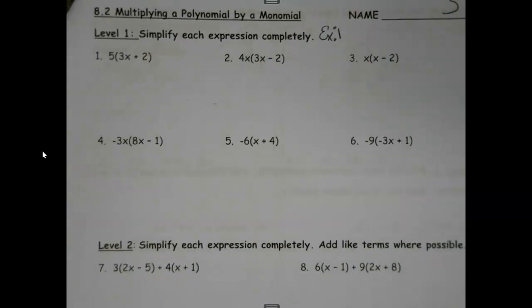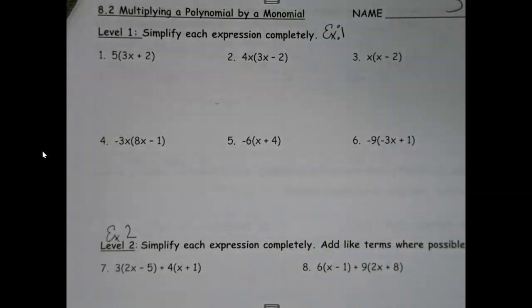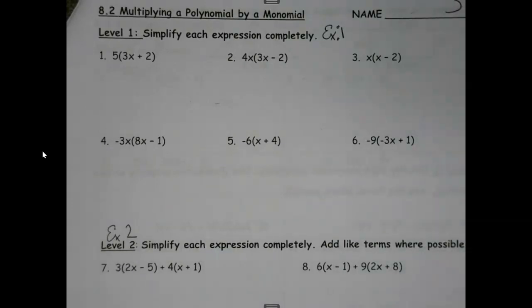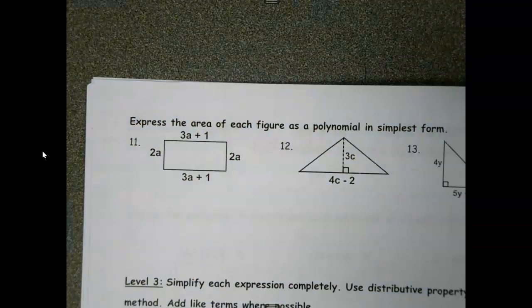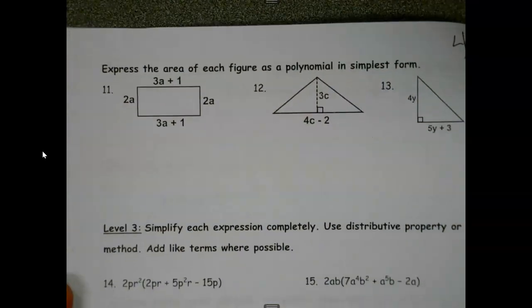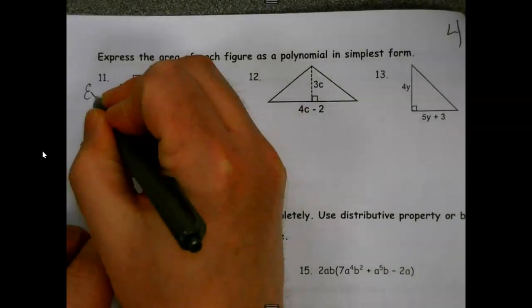When we get down to level 2, it's kind of like example 2 again. If you've written that down and you try that, make sure your x's, your exponents get added. That shouldn't be too bad. Answers are at the bottom, so you can double check. However, as we get to the back of this page, now it gets a little more interesting because it says express the area of each figure as a polynomial in simplest form. Okay, this one would be just like example 3.